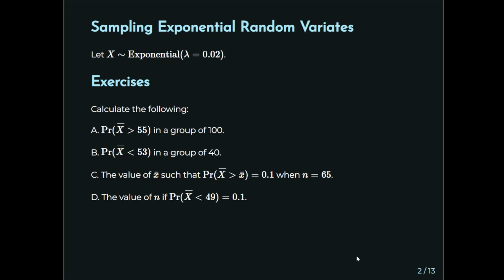Calculate the following: A, the probability that x bar, which is the sample mean, is greater than 55 in a group of 100, which is to say a sample of 100 random variates. B, calculate the probability that x bar is less than 53 in a group of 40. C, the value of x bar such that the probability of x bar being greater than that value, which is some particular value for the sample mean, equals 0.1 when n is 65. And D, the value of n if the probability of x bar being less than 49 is 0.1. Okay, so it's essentially sampling distribution.